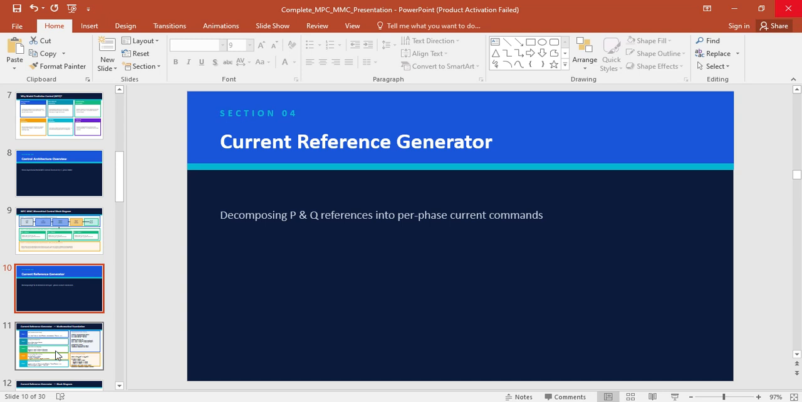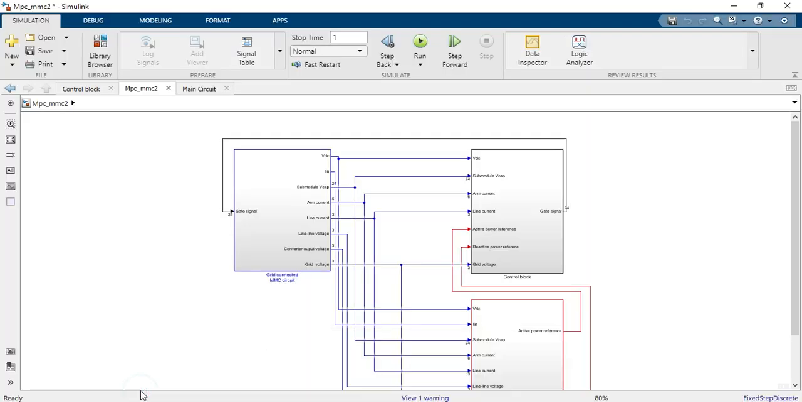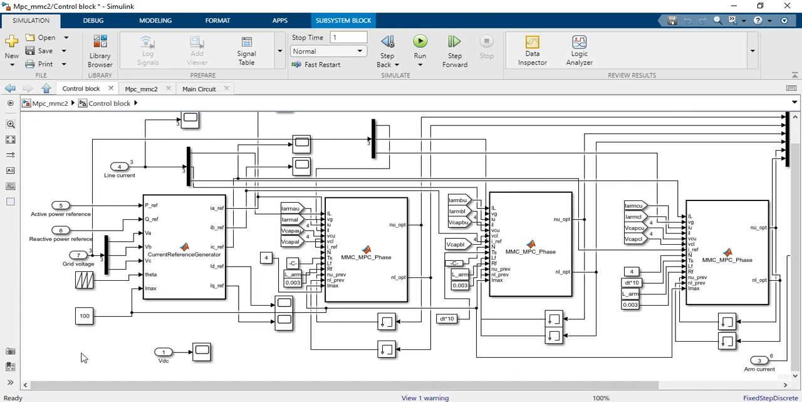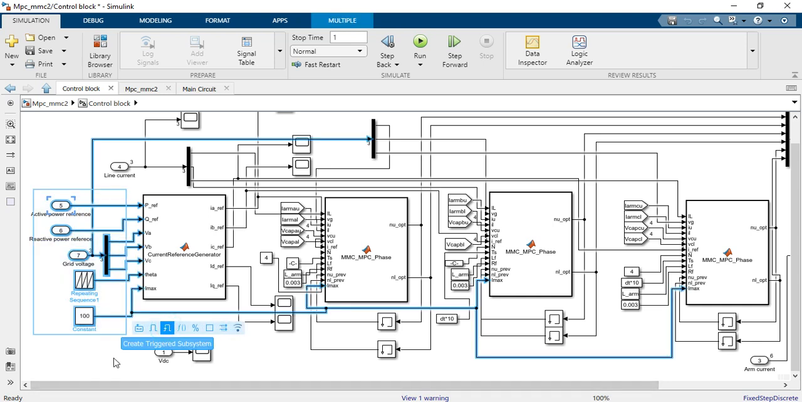All right. Next, we are going to discuss the current reference generator. Now, what it does is decompose the P and Q references into per-phase current commands. So basically, let me show you. Okay, this is our MPC model. So this is the control block. Now here you can see that we have active and reactive references given. We have IMAX given. All right.